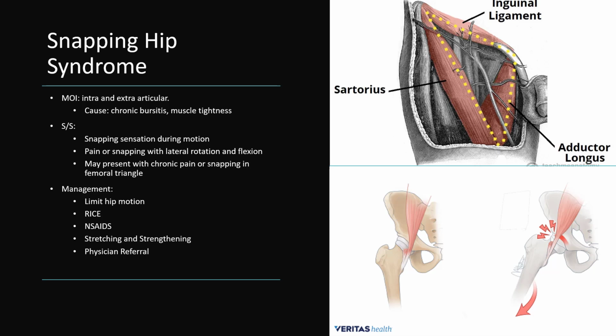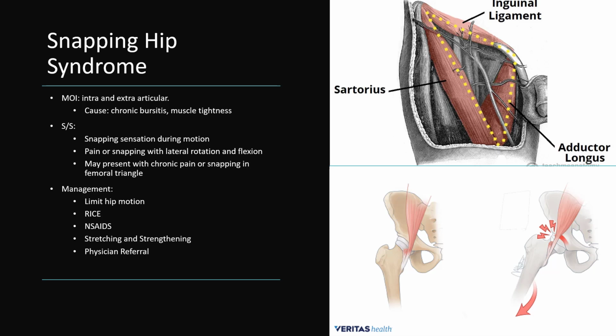Finally, we have snapping hip syndrome. Chronic bursitis can lead to snapping hip syndrome. This is a benign condition that's very prevalent in dancers, runners, and cheerleaders that may develop secondary to a variety of both intra-articular and extra-articular causes. There are 3 different types of this condition.